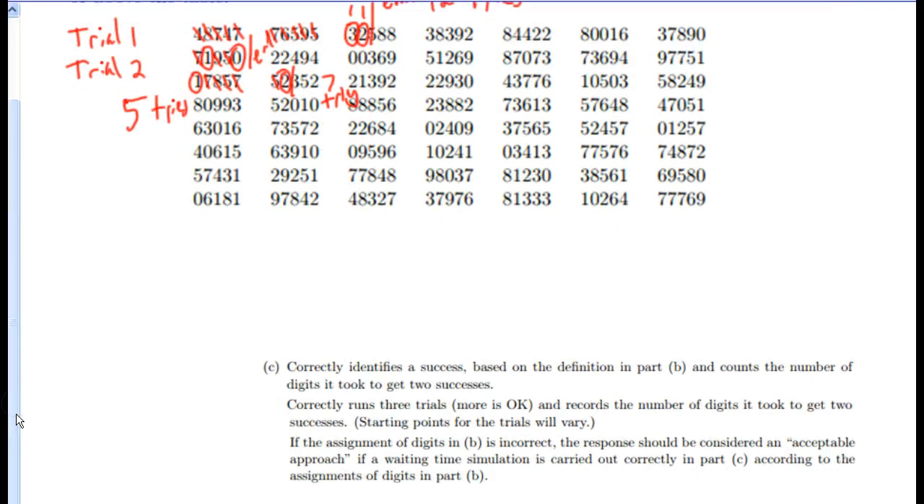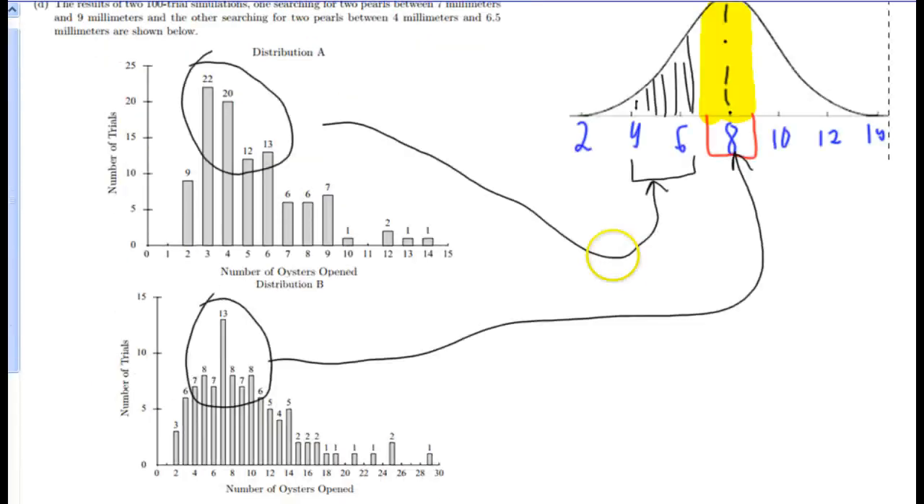So you do 3 trials, correctly run 3 trials. More is okay, and an acceptable approach. Okay, so those 3 really not too bad.